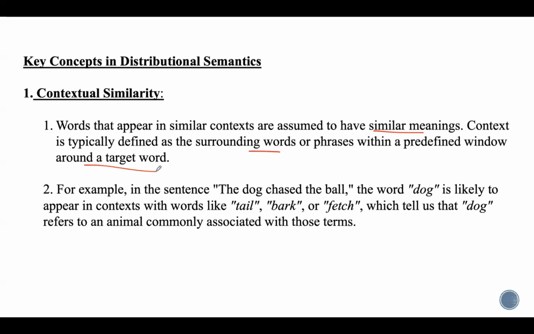with the help of two models, skipgram and CBOW. If you take a sentence, the dog chased the ball, here the word dog is likely to appear in the context of words like tail, bark, or fetch, which tells us that this dog refers to an animal which is commonly associated with these terms like tail, bark, or fetch.